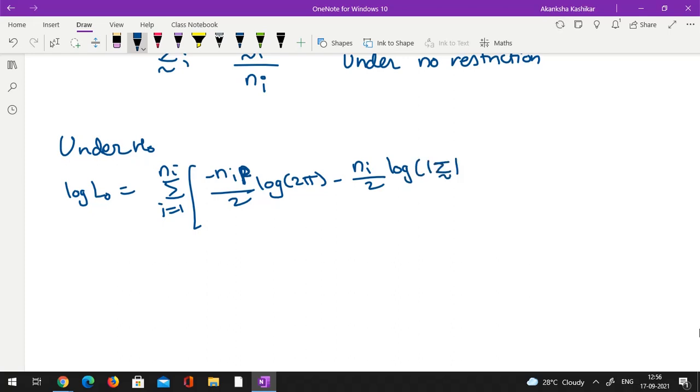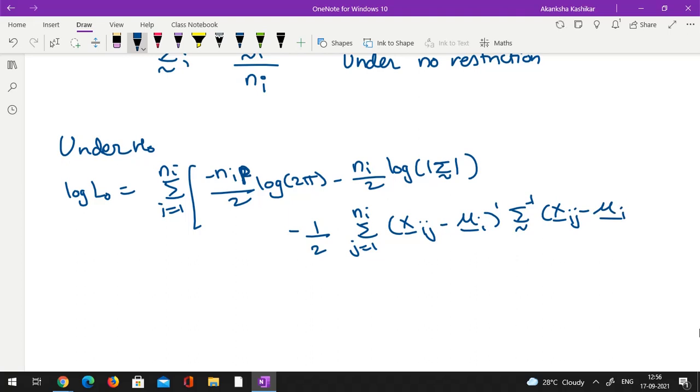Now I will have a common sigma. Now I will have a common sigma, minus half sum over j going from 1 to ni, (xij minus mu i)' sigma inverse (xij minus mu i). So sigma is common. So when I differentiate with respect to common sigma, all these terms would remain.